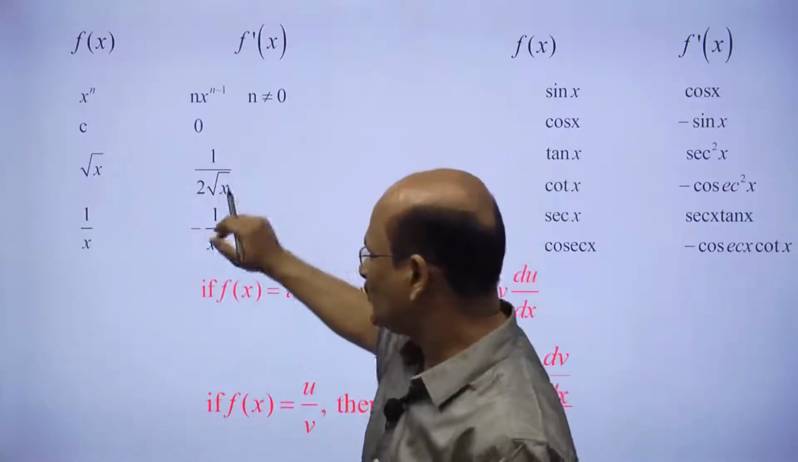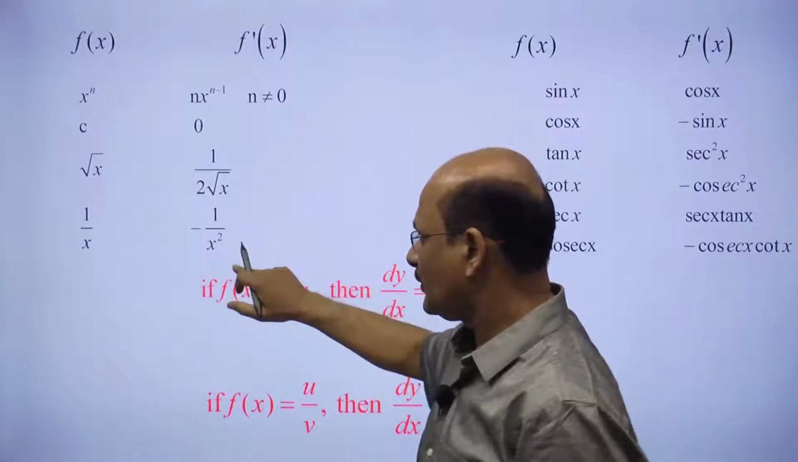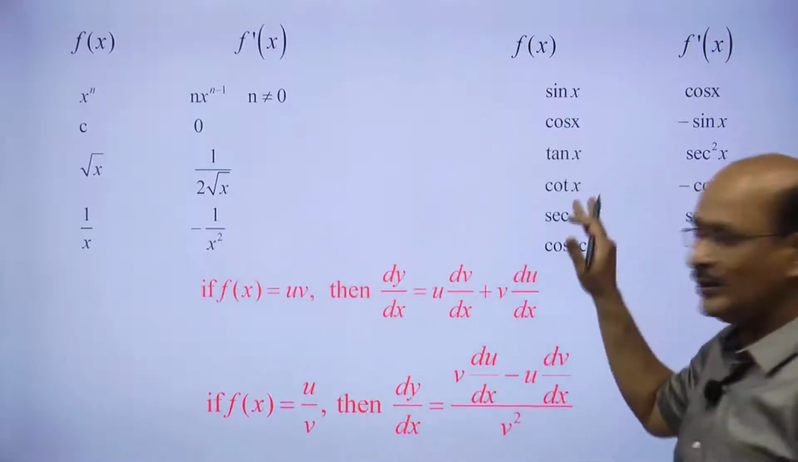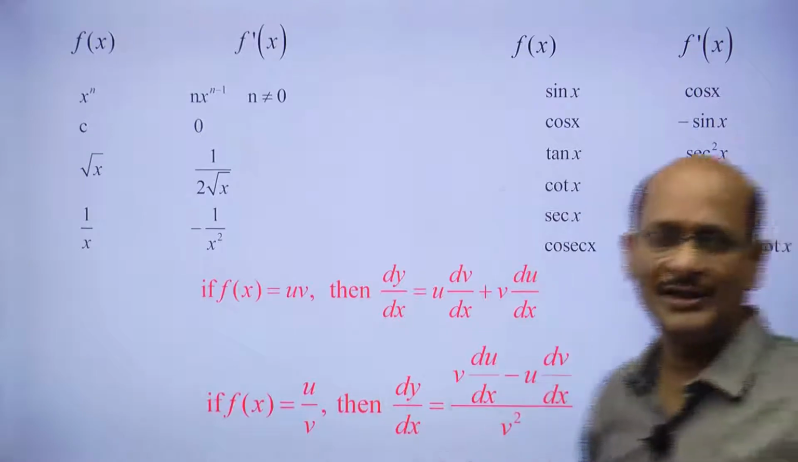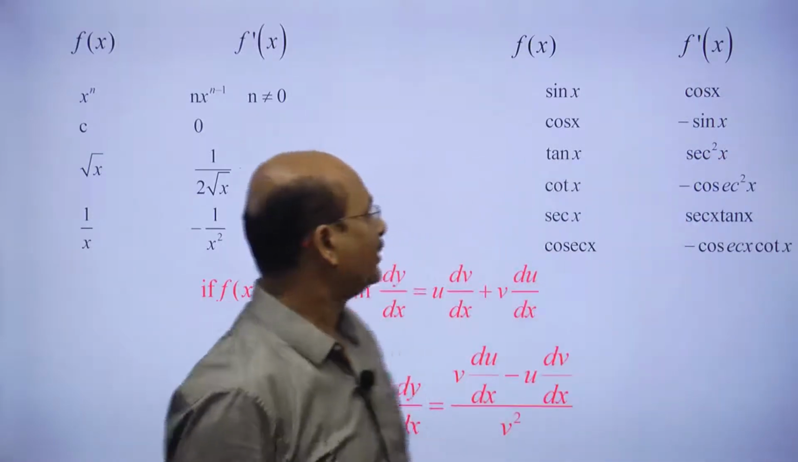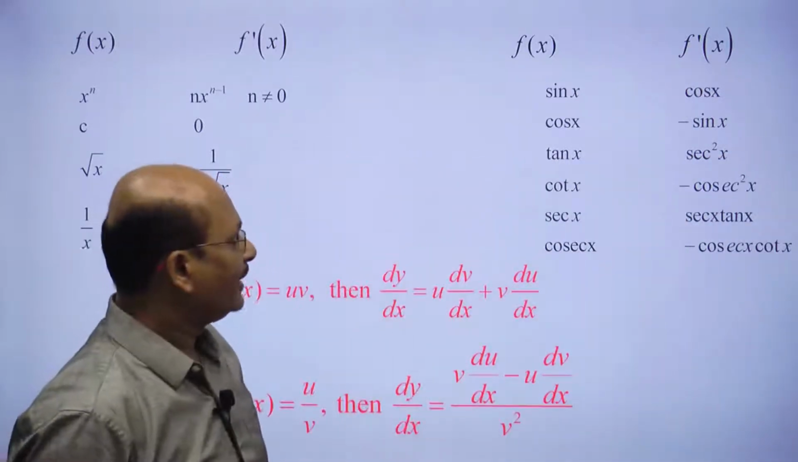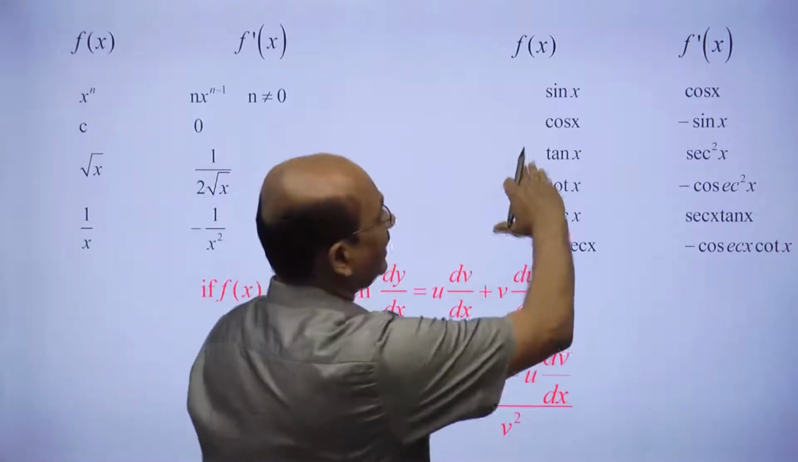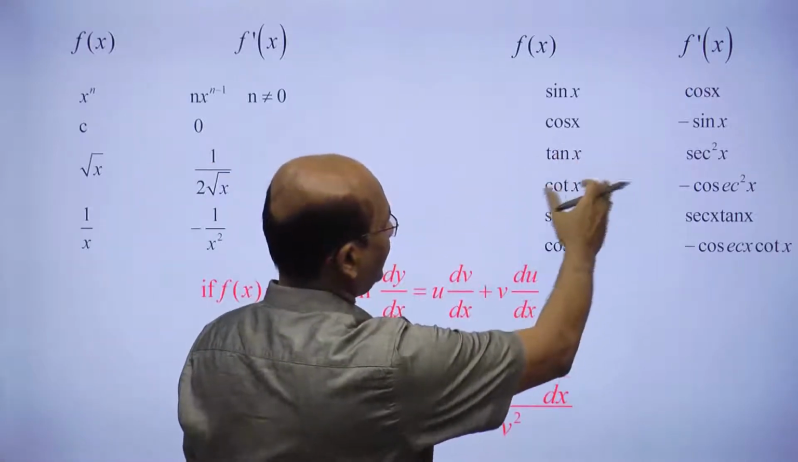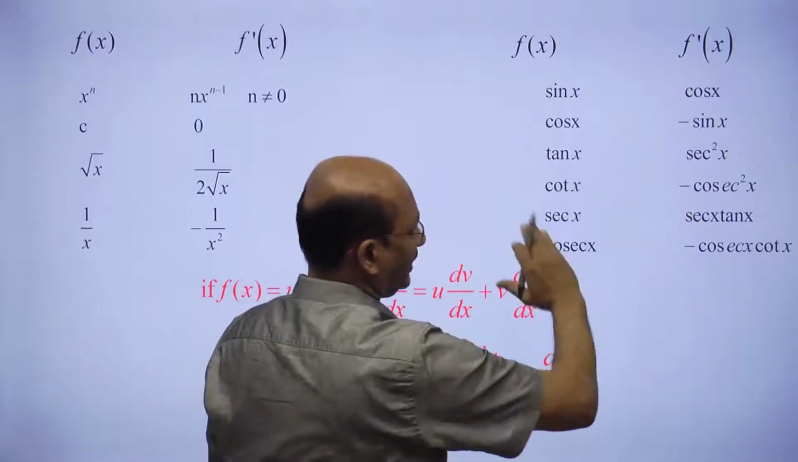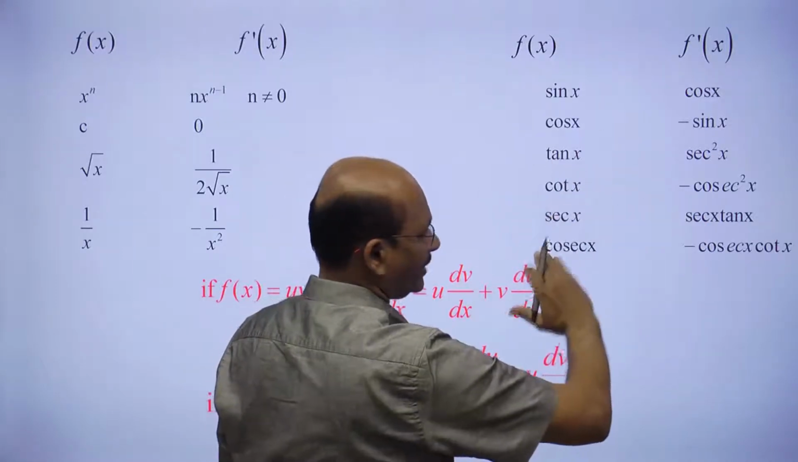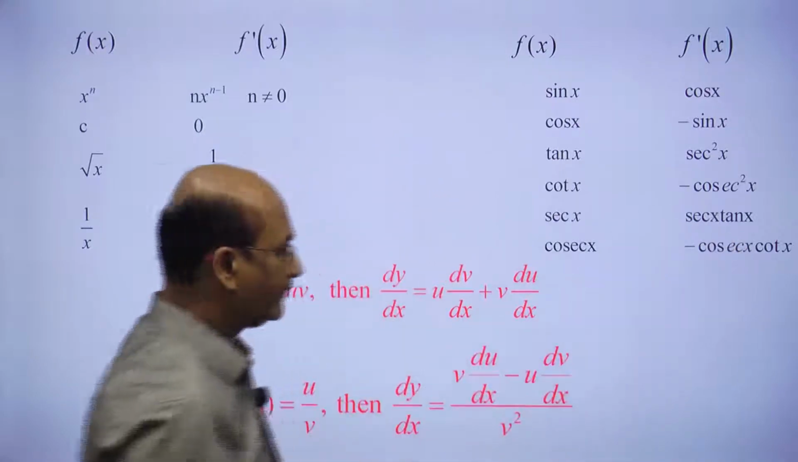Root x is 1 upon 2 root x, 1 upon x is minus 1 upon x square, and on the right hand side, if you see, there is a set of trigonometric functions and their derivatives. I believe you are aware of it. Sin x is cos x, cos x is minus sin x, tan x is sec square x, cot x is minus cosec square x, sec x is sec x tan x, and cosec x is minus cosec x cot x.